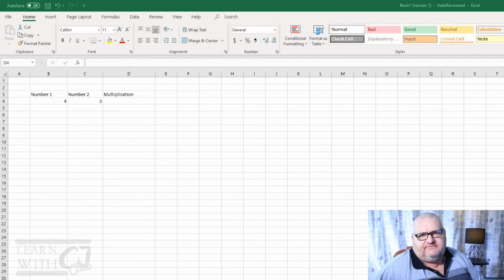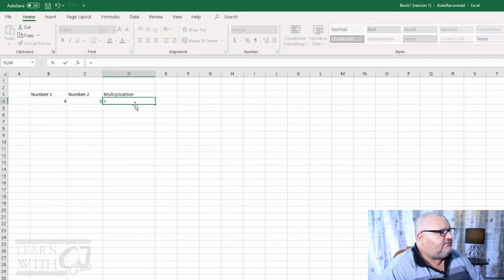In our third video of our calculation series, what we're going to look at is how we actually multiply two numbers together. So in this case here, we actually have our two numbers, 4 and 5. We want to multiply them together. So we simply go into the multiplication cell, which is D4.